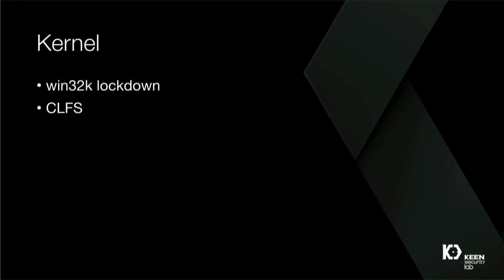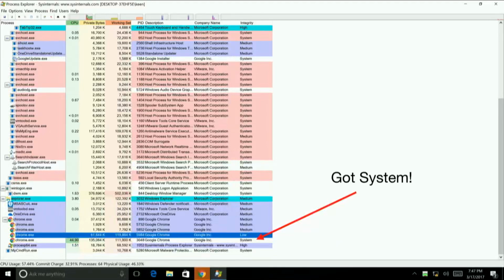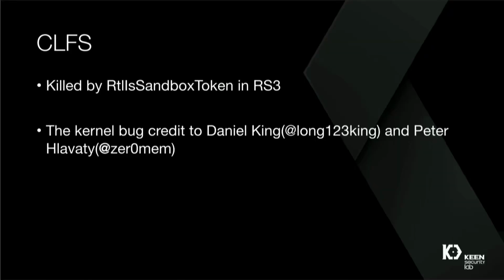And in recent years, the kernel is a very popular attack surface in browser sandbox bypass. However, due to Win32k lockdown, it is very difficult to attack the kernel inside the Chrome sandbox. In 2017, we found that CLFS is a good attack surface which can be accessed in Chrome. And we successfully got SYSTEM at that time. Unfortunately, this attack surface was killed in Redstone 3 by the sandbox token.